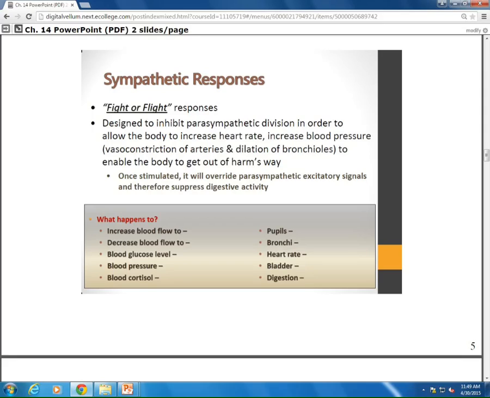Heart rate, increase. Bladder contraction would be decreased. And the reason behind this is anything to do with water, we want to conserve. Why would you want to conserve water? Because you never ever want to be, in a sense, dehydrated when you're in a sympathetic state. So we tend to hold more water if we're stressed, right? And that's a safety position that the body is taking.